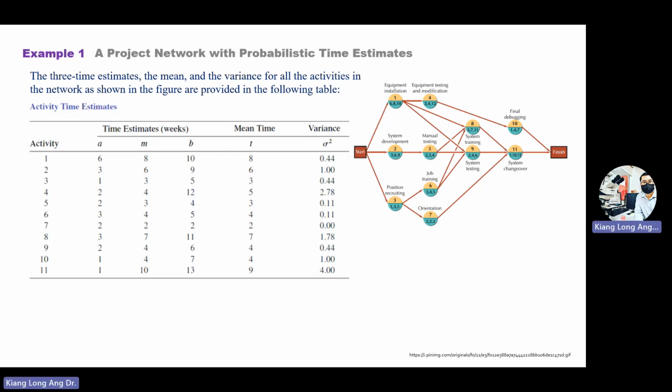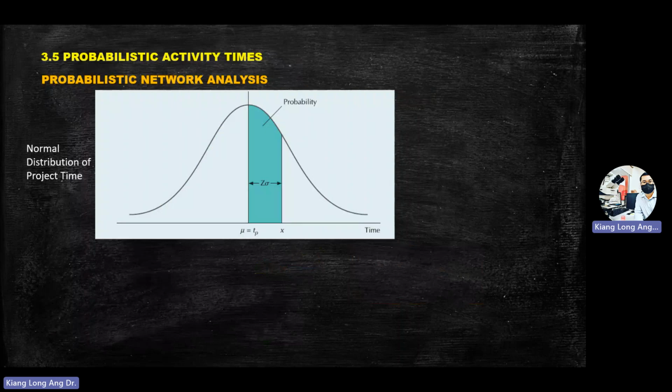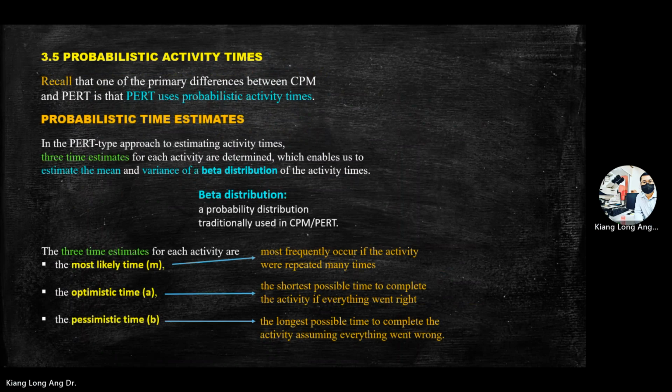The formula we learned just now: what is A, what is M, what is B. Sometimes we will modify the table. We will not give you A, M, B. We will straight away use a description: what is optimistic, what is most likely, what is pessimistic. Okay. So just now I flipped back the slides. M is the most likely or the mean. Optimistic is your A, pessimistic is your B.